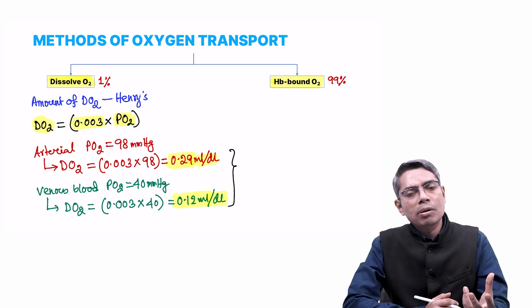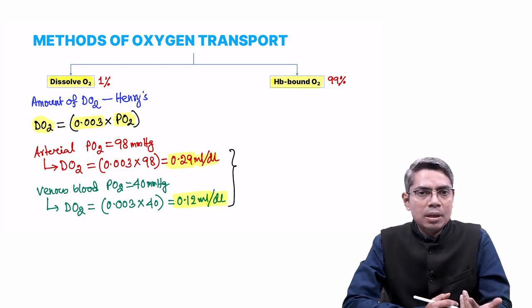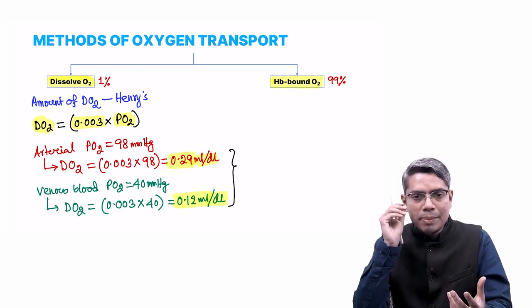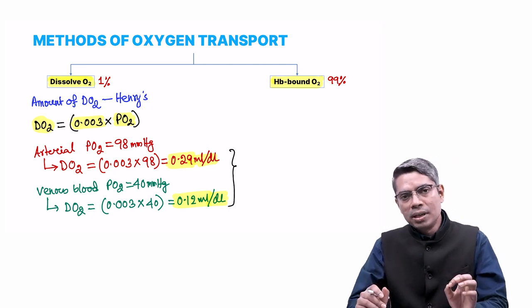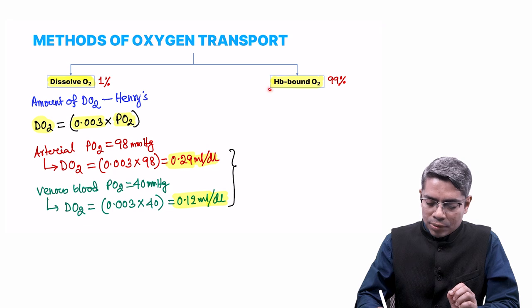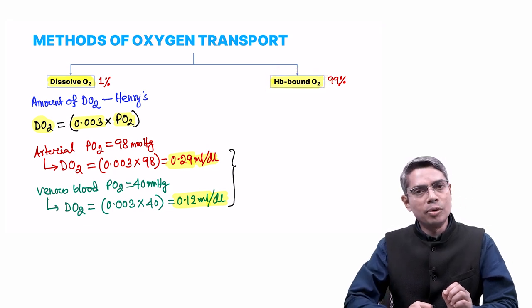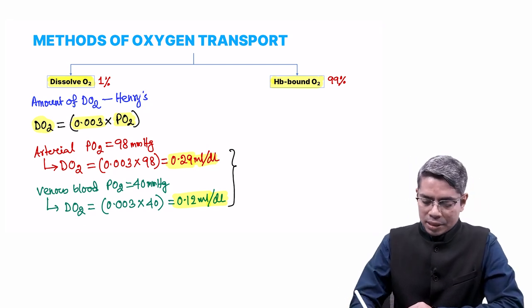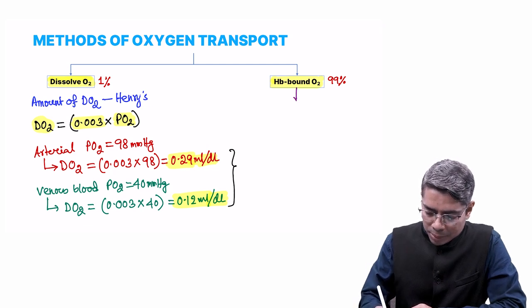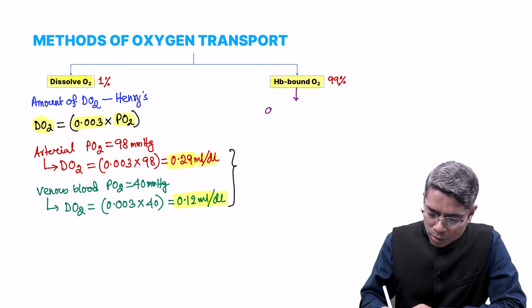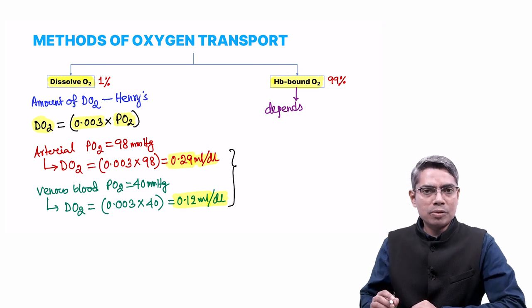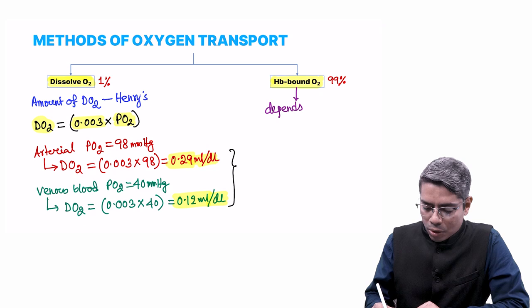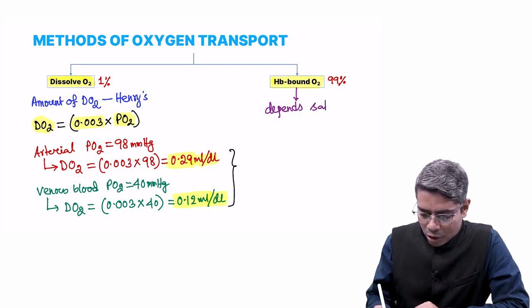100 ml blood is containing only 0.29 ml of dissolved oxygen, but the total oxygen content of the arterial blood is high. So I can easily understand that the maximum oxygen is carried in the hemoglobin bound form, the chemically bound oxygen combined with hemoglobin. Okay, so hemoglobin bound oxygen depends on, remember, this is very important. If I ask you what is the amount of hemoglobin bound oxygen, you will first say that hemoglobin bound oxygen depends on the saturation of the hemoglobin.